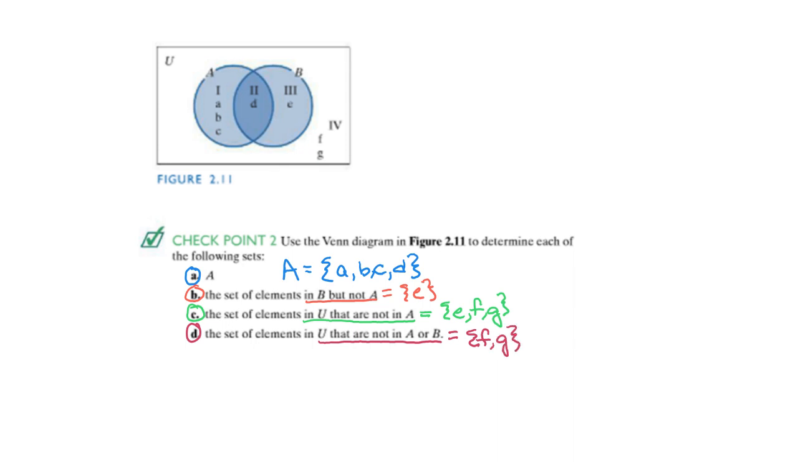So you want to take your time when you take a look at these. Make sure you have them listed out. Sometimes it helps to write down everything in the universal set if you'd like to do that also. But make sure that you're looking at the correct regions.